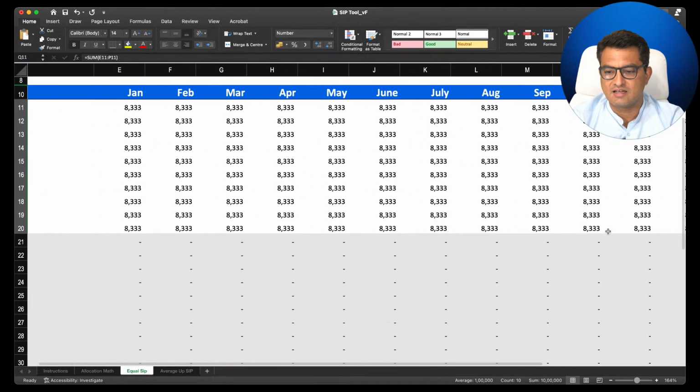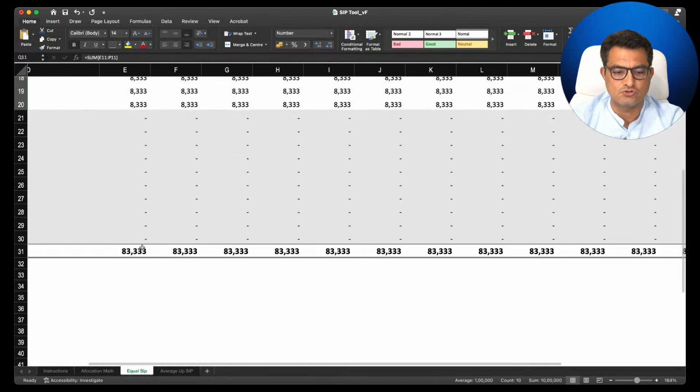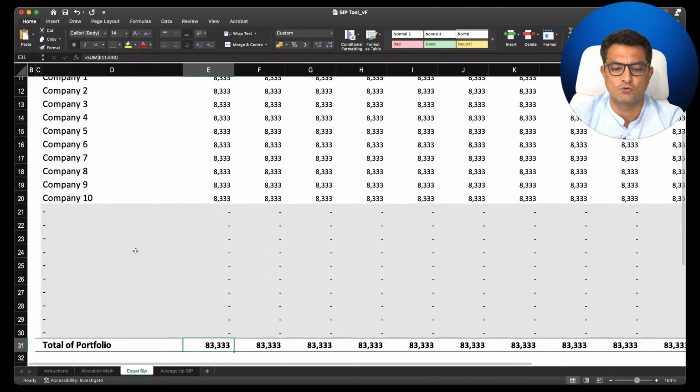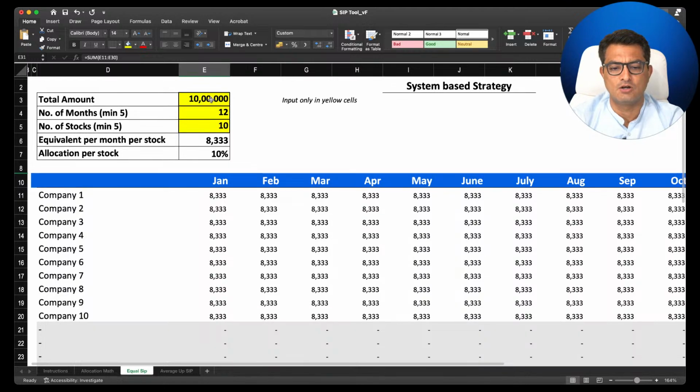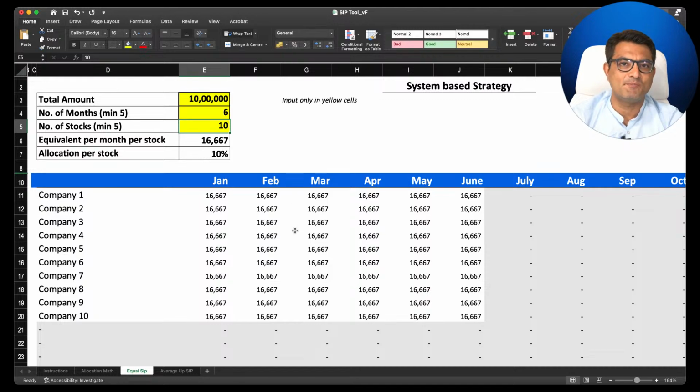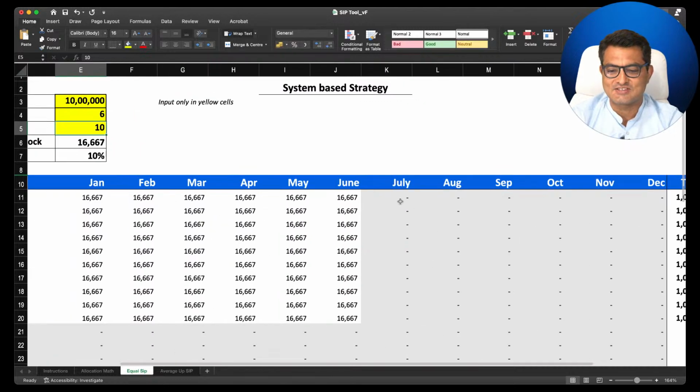This is the allocation per stock, and monthly you need a SIP of around 83,000 to build this portfolio. That is very simple: if you want to invest 10 lakh rupees over 12 months, your SIP amount is pretty much that. Now say, for example, you say, hey Vivek, I want to build the portfolio faster, say in 6 months instead of 12. That is perfectly fine. I'll just make this 6 months, and voila, what has happened? The other months have got grayed out.